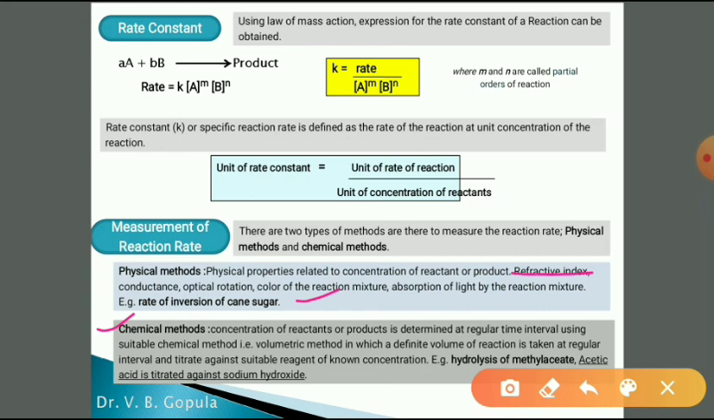That acid is titrated against sodium hydroxide, and you will get the end point. From the end point you can calculate the concentration of that acetic acid in the given reaction. Such a process is continuously repeated at regular time intervals to know the concentration of the reactant or the product. So that ultimately gives the rate of reaction by the chemical method.